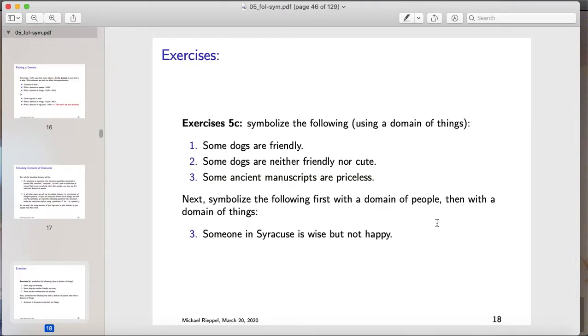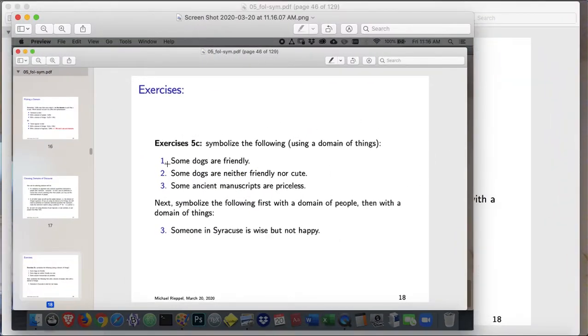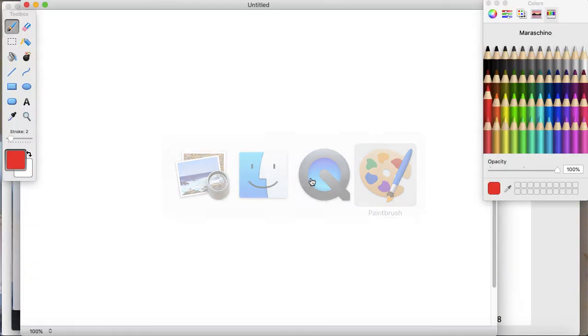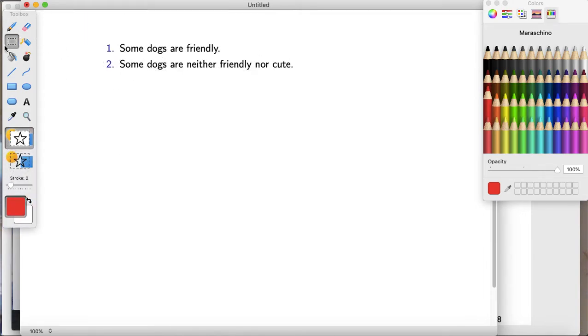So let's do some examples. So we have, let's see how this works, if I can get this to work. So we have, let's say, some dogs are friendly. Let's do these two.